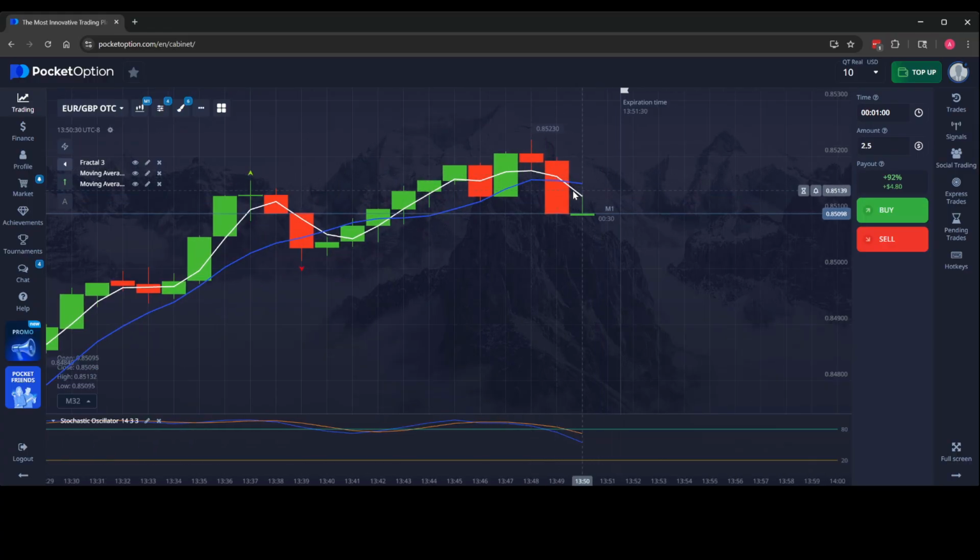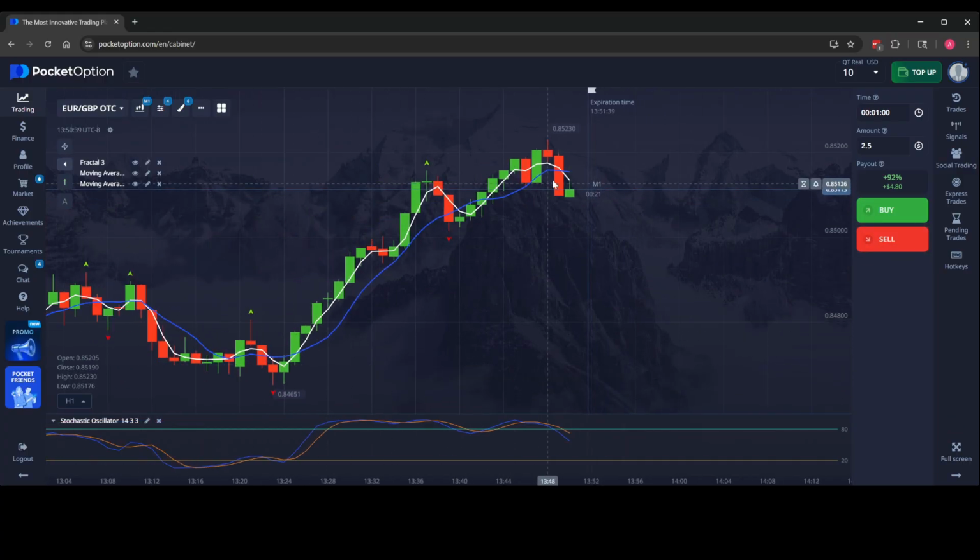But in this case, since it's crossing downwards, I don't really want to enter that because, again, that would be against the trade. That would mean I would have to take a sell trade when the price is actually going up. And when the price is going up, you want to take a buy trade, right? Because that's what it means to trade with a trend. I'm predicting that the price will continue to move up.